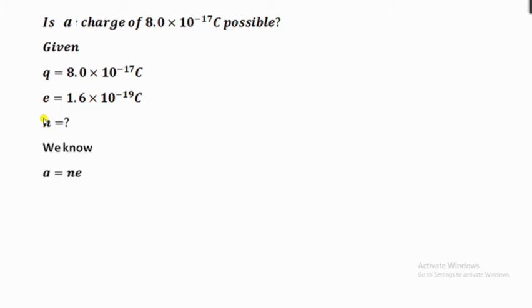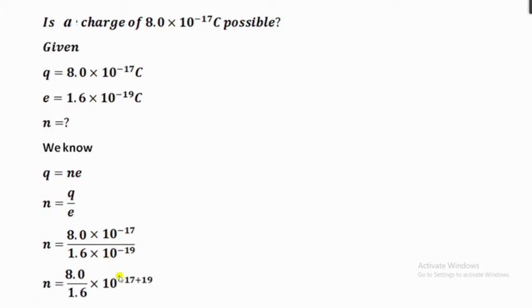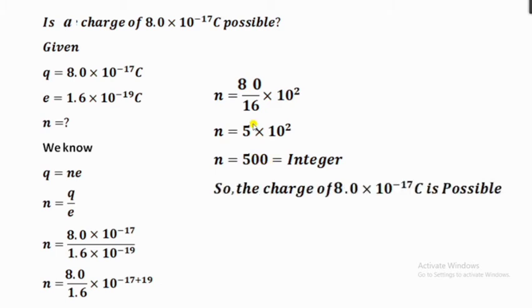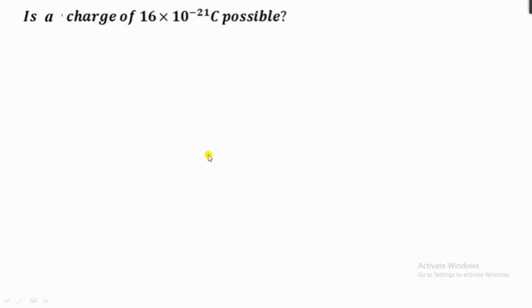So let's see. We know Q is equal to Ne and N is equal to Q by E. So if you put the values, this 19 will go up, and you can write this as 80 by 16 into 10 to the power 2. So N is equal to 5 into 10 square, so that is 500. So it is an integer, so the charge of 8.0 into 10 to the power minus 17 coulomb is possible because N has come as an integer. Now let's try another question.